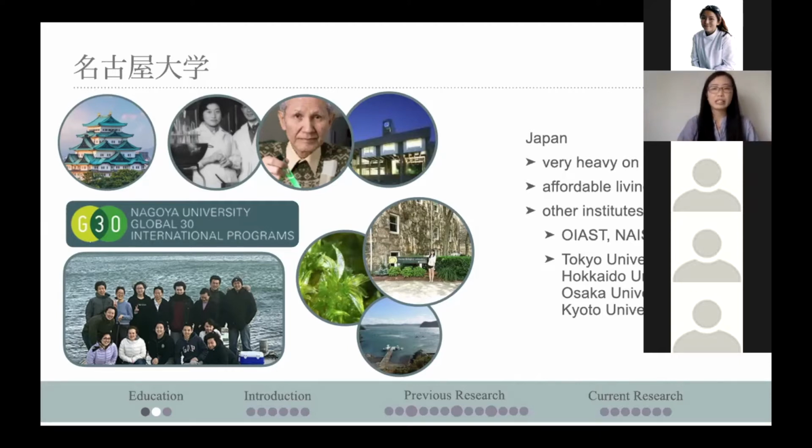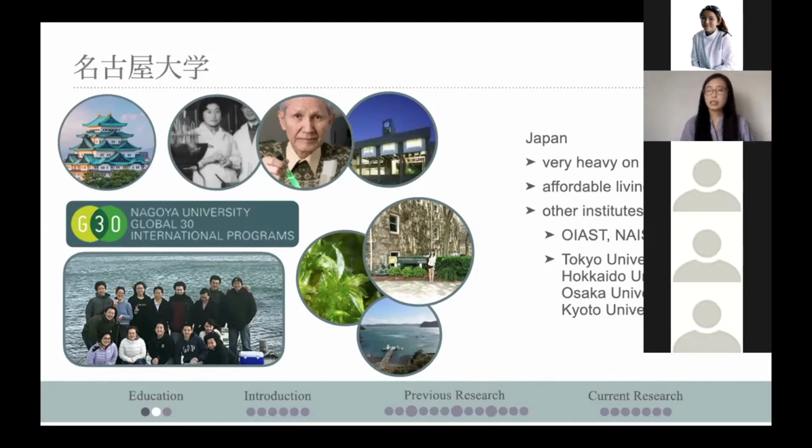I was actually in the international program, which meant that I did not need to learn Japanese to study. I studied everything in English. This G30 program is across many universities in Japan, so if you're interested, you can totally apply. But I would say that Nagoya University has the most extensive program with the most courses offered. So do look it up because it's really great.